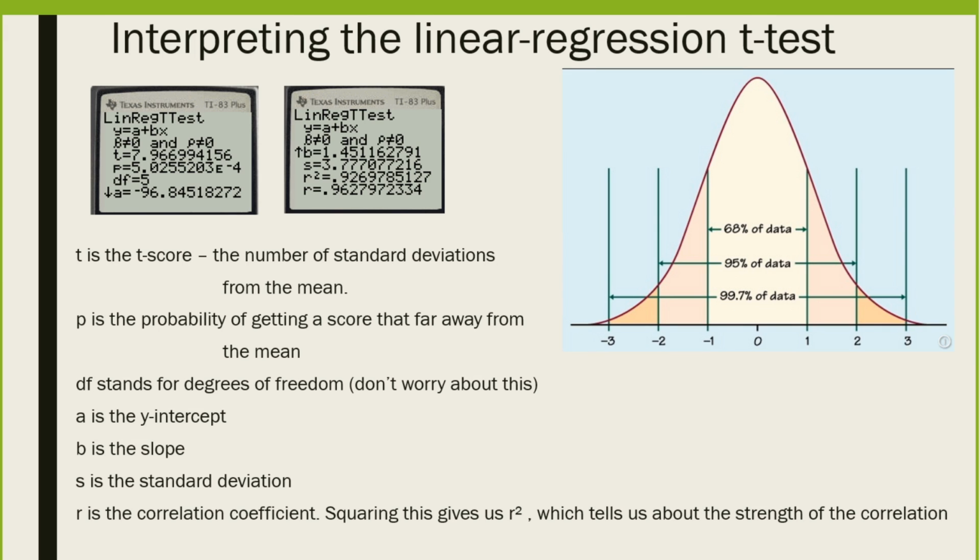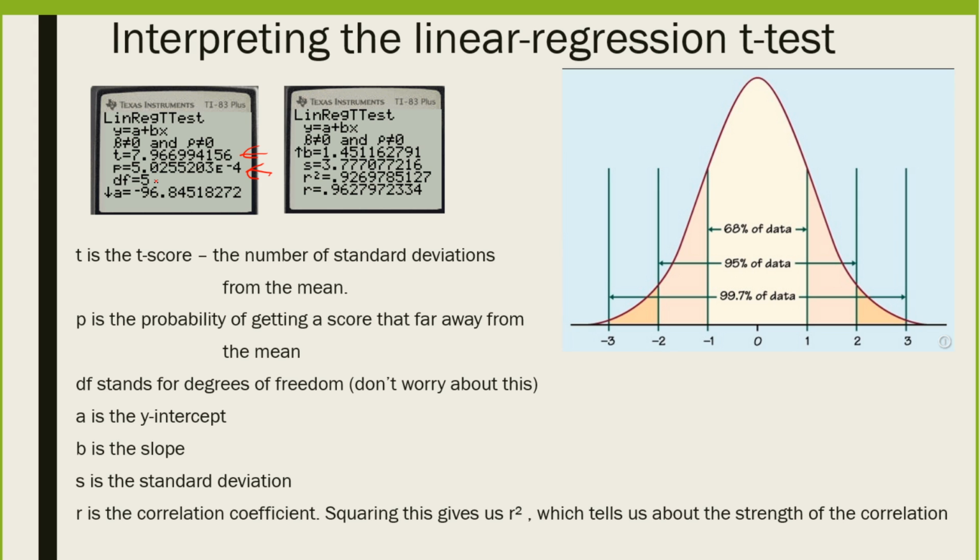So in this case, once you get your linear regression t-test, your t-score that you have here represents the number of standard deviations away from average. Your p-score is the probability that this could happen randomly if there was no correlation. Degrees of freedom, the more degrees of freedom you have, the closer to an actual bell shape that you'll be. If you have more than 30 degrees of freedom, then you've basically got a bell curve, and you can do a z-test instead of a t-test. I'm not going to worry about that for this class.